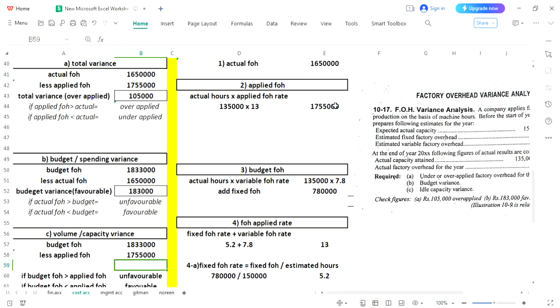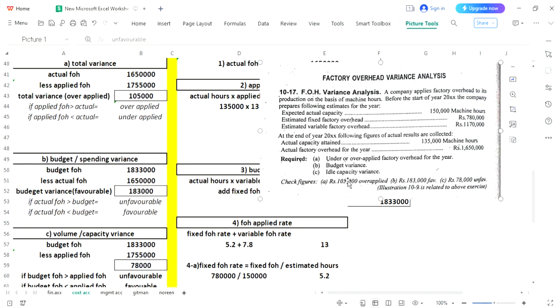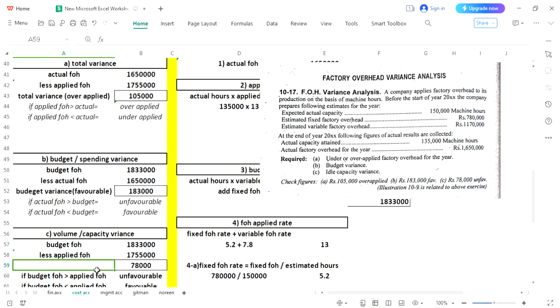It's time to calculate the variance. How would you calculate the variance? You look at this. You need to subtract both amounts. So the first amount is 18 lakh 30,000, which is budget, and you will subtract applied FOH, which is 17 lakh 55,000, and in this way you have calculated your third requirement, ideal capacity variance. And look at the answer, 78,000, and the same 78,000 you have calculated. That's the smoothest way of calculation.